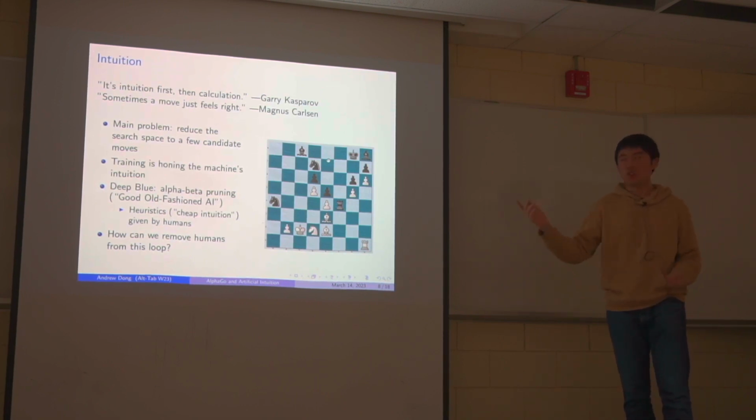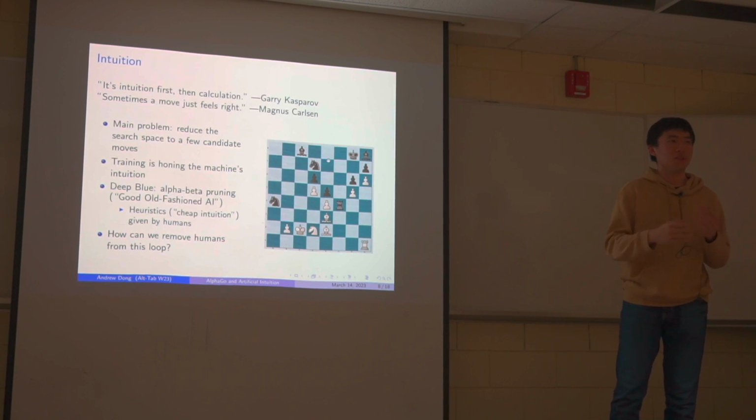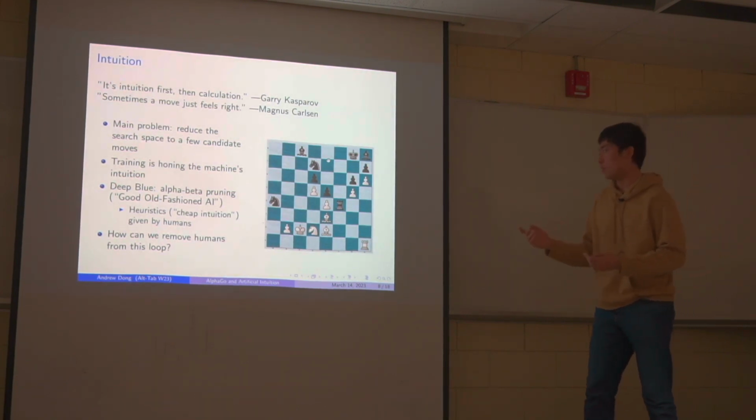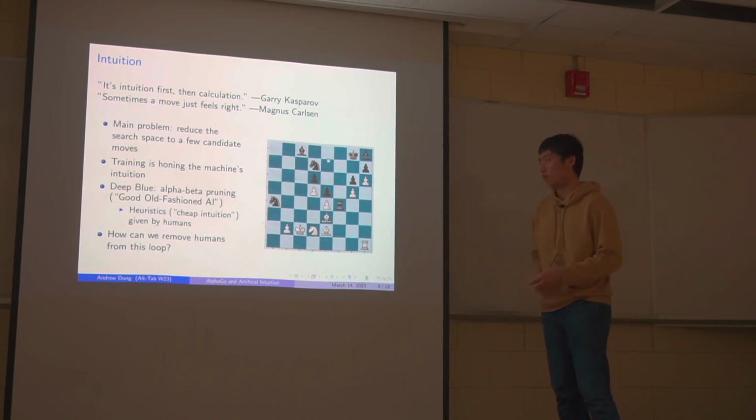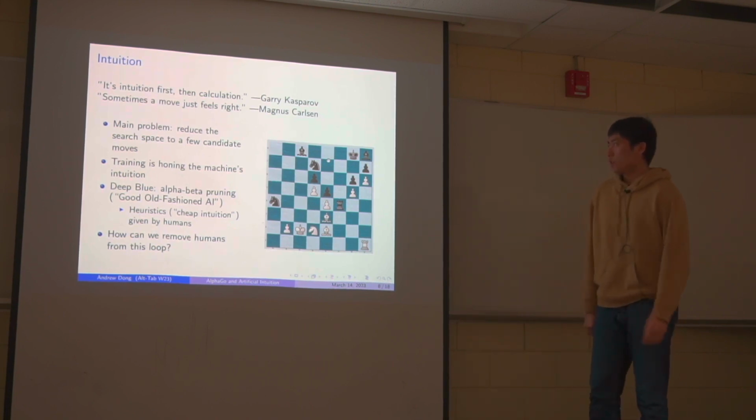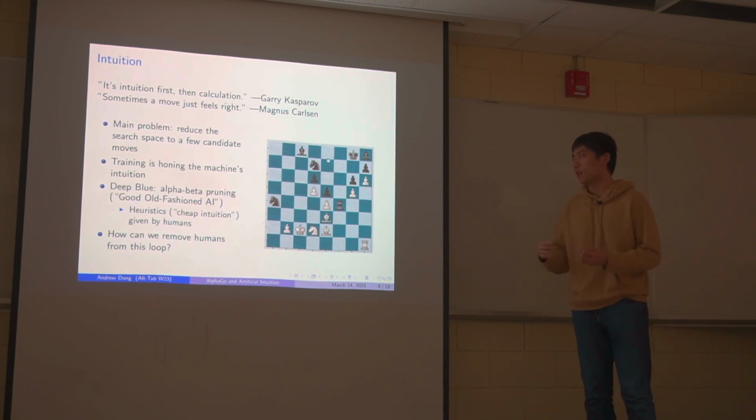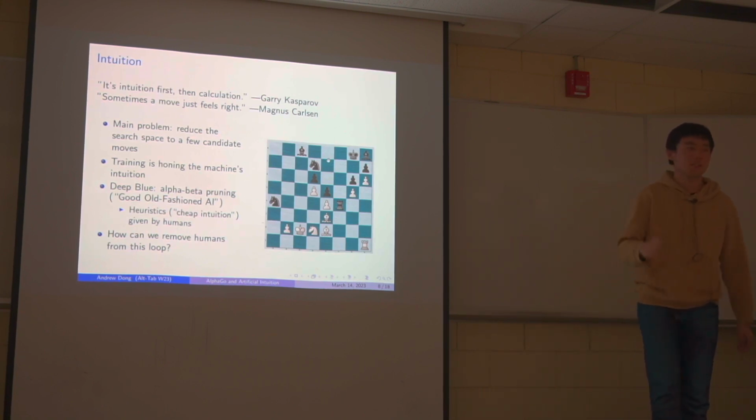But again, I call that cheap intuition because you can describe it so concretely. It must not be very deep, right? You're just looking at what file a rook occupies, for example. So how can we remove humans from this loop? Because in the end, if humans are involved in the training loop, then the final player will only be able to play as well as a human, at least to some degree.